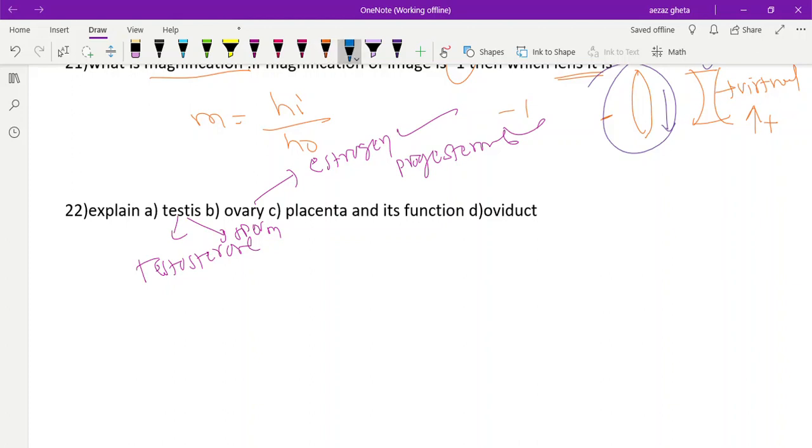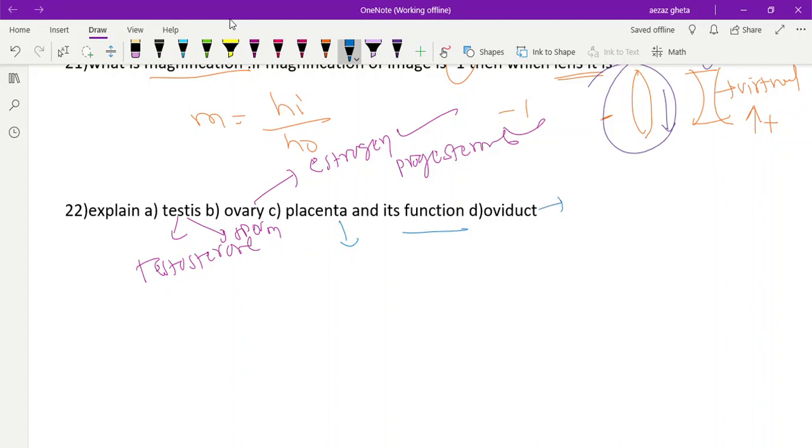When it is released, it goes to the oviduct. If fertilization occurs, then the development of the embryo takes place in the uterus. Otherwise the unfertilized egg comes out of the female's body during menstruation along with blood, correct? The placenta is a special tissue which nourishes the embryo. You have to explain that and its function. It supplies nutrients and oxygen to the embryo and removes waste from the embryo.